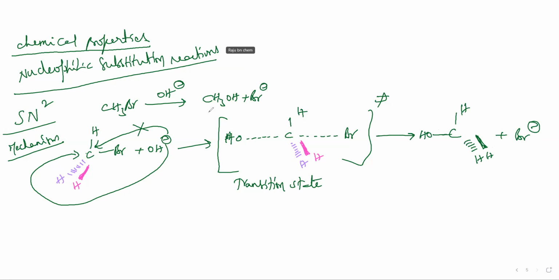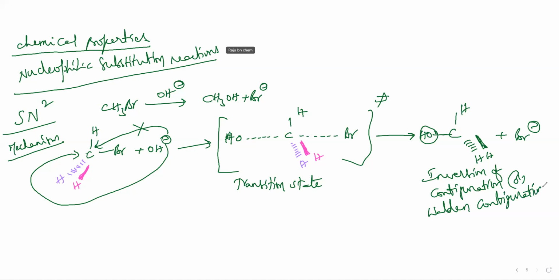Now here, OH minus is placed exactly opposite to that of Br minus. So this is what we call inversion of configuration, or this is also known as Walden inversion. Right. So this is about the stereochemical aspects of the SN2 mechanism.